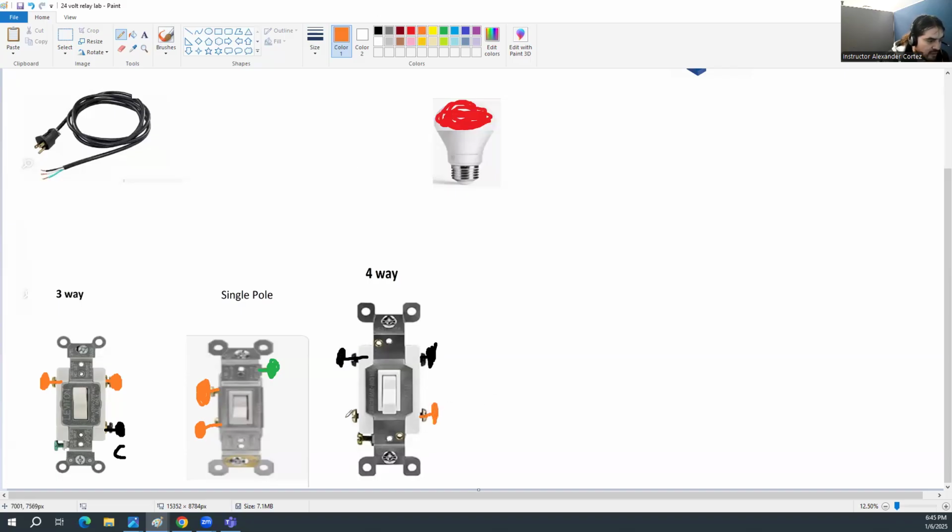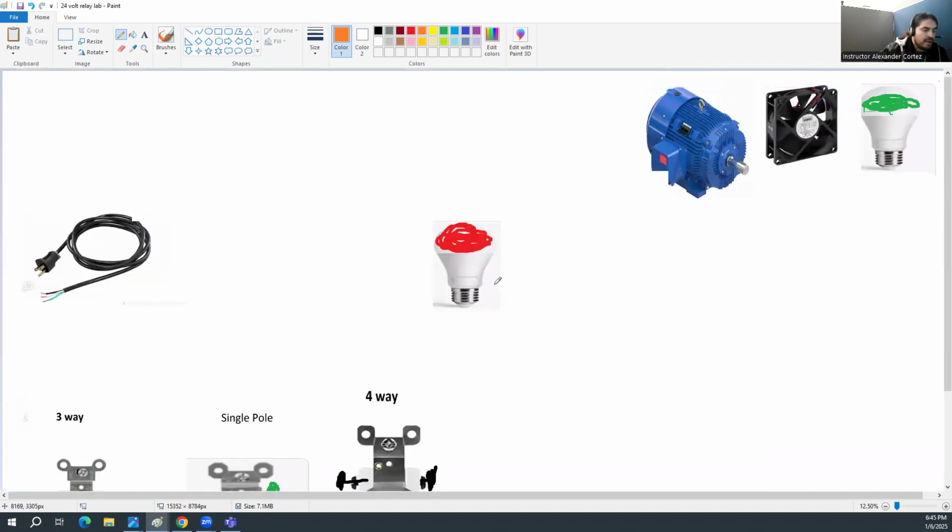So that's number one, first identifying what type of switch you got: single pole, three-way, and four-way. With that, now we're going to get into a little bit of how electricity works, how we use power cords, and how we conduct the labs here in UEI.